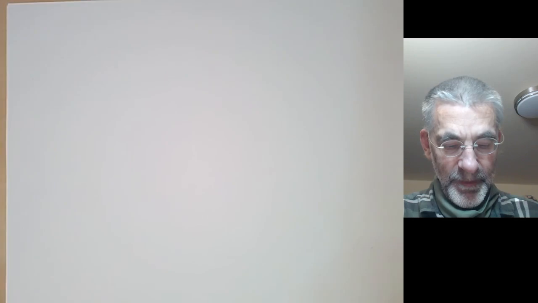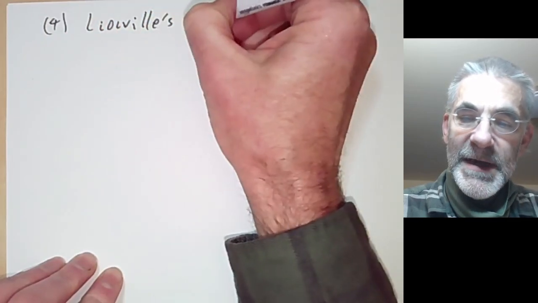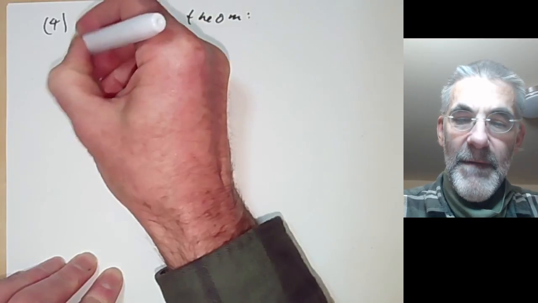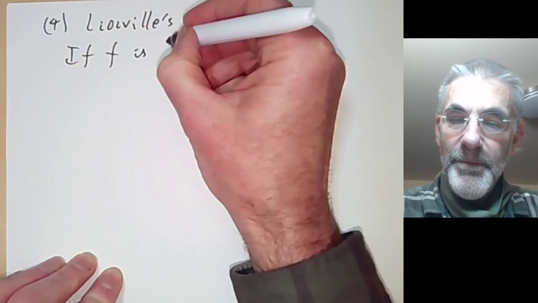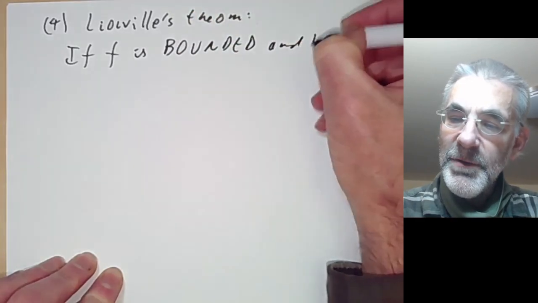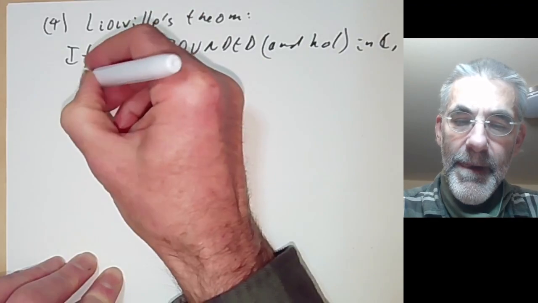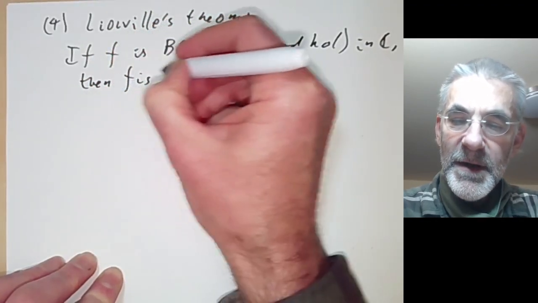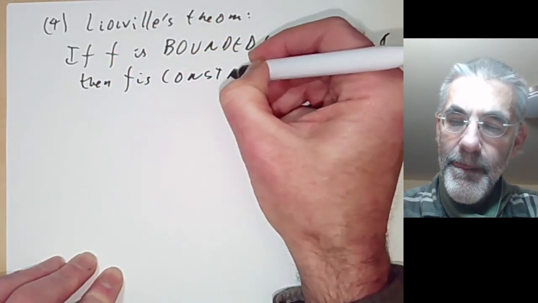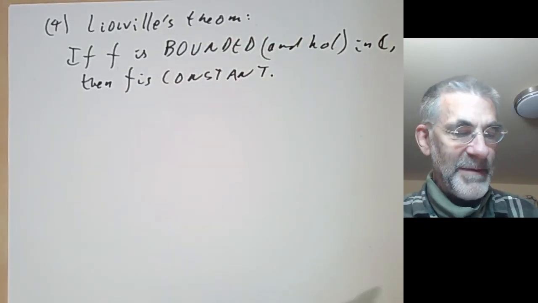So next we have Liouville's theorem, which says that if f is bounded and holomorphic in C, then f is constant. This is a really useful theorem that we're going to be using lots of times later on.